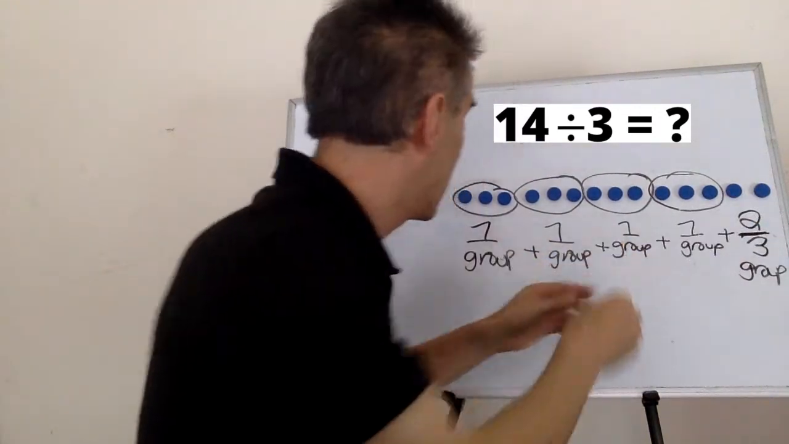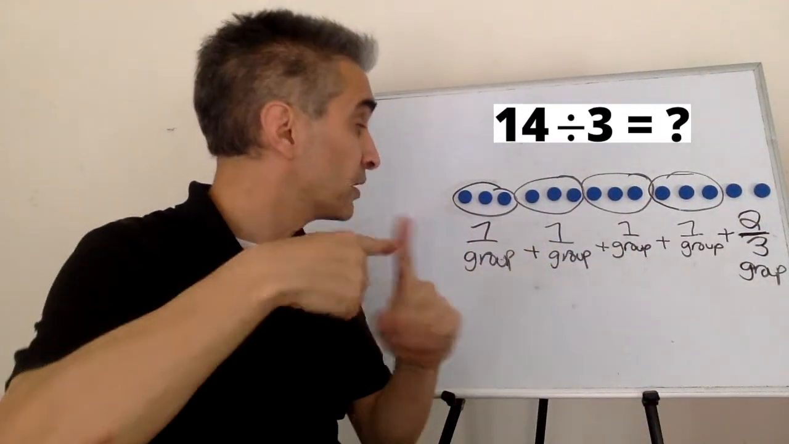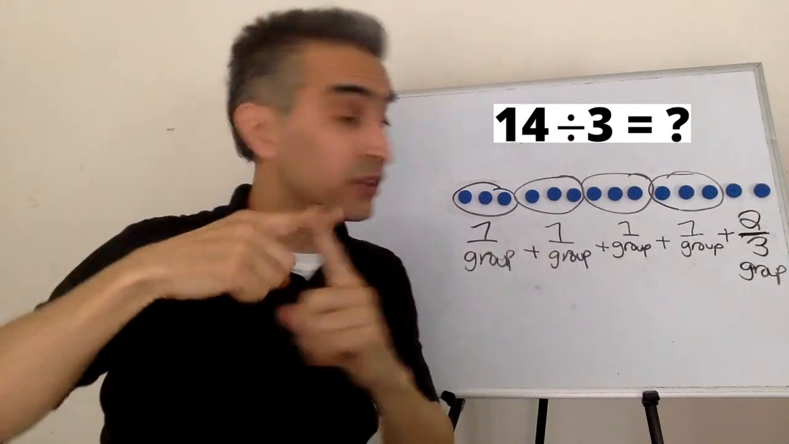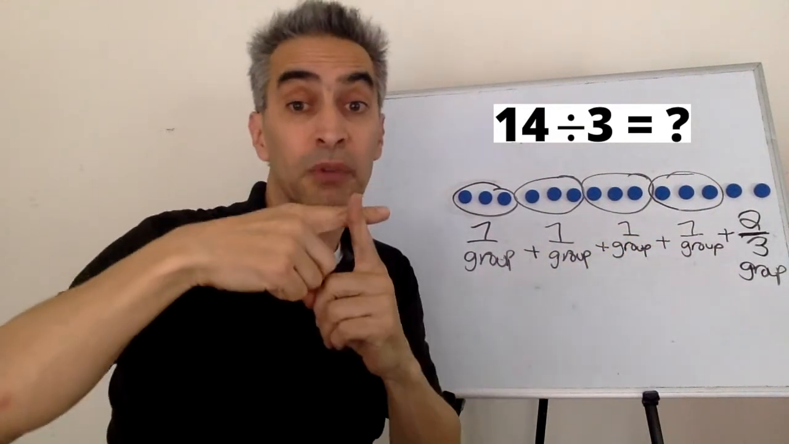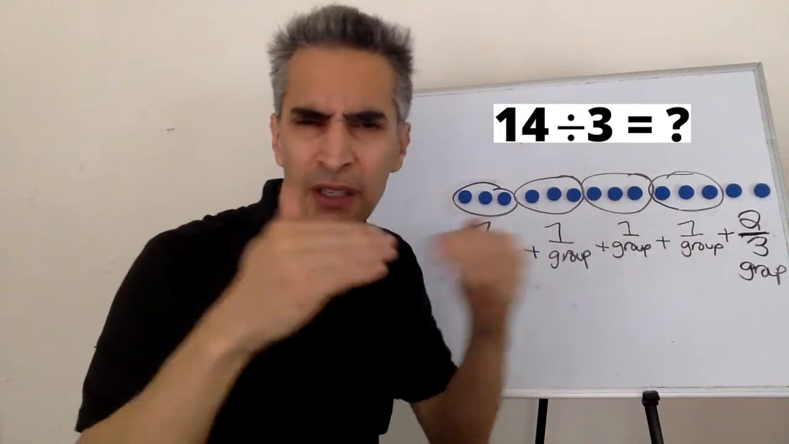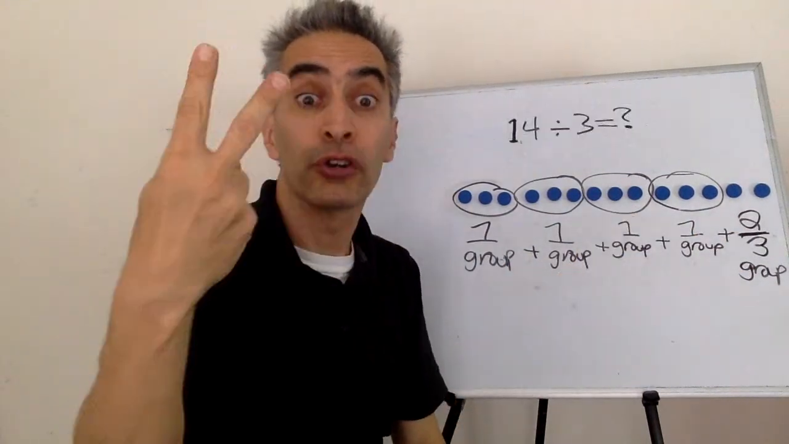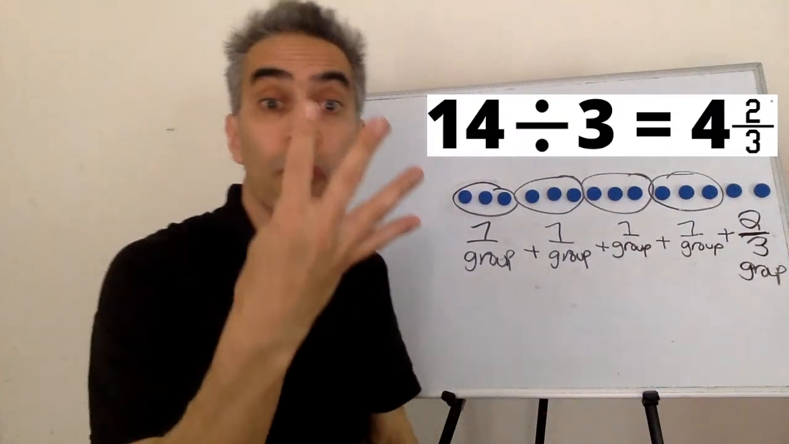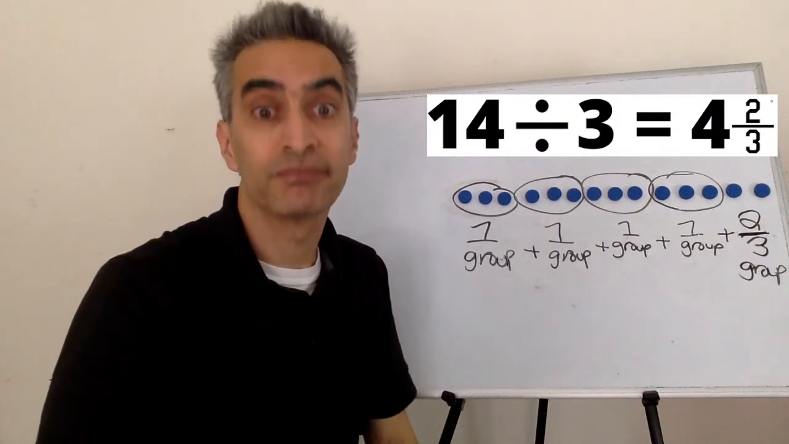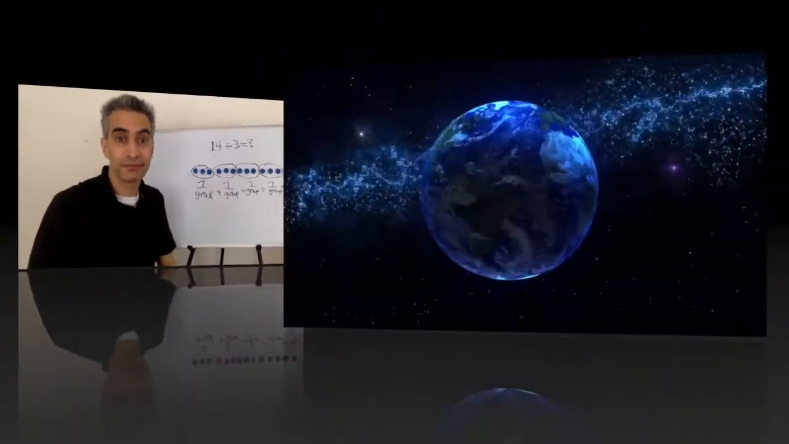Next, add them all up. 1 plus 1 plus 1 plus 1 plus 2/3 equals 4 2/3. The answer is 4 2/3. And we're finished.